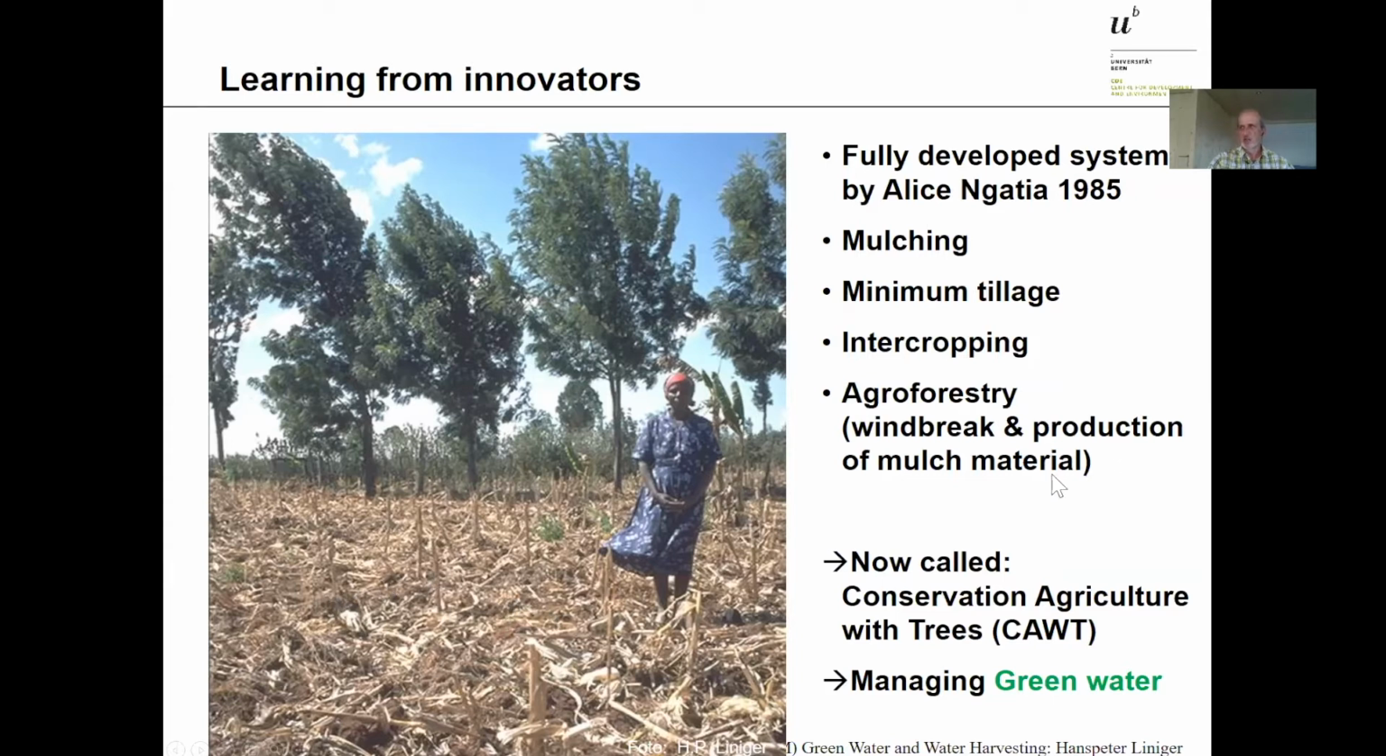So she did this minimum tillage, she had mulching, she did intercropping with maize, beans, and she already had the trees here, an agroforestry system. So an ideal combination that these days it's called conservation agriculture with trees, which is basically managing green water. But this lady had it all intact already many years back before this big movement came. So we installed equipment, the experiments that we've shown you before, she was part of this setup to try to prove what is happening, where is the water going.